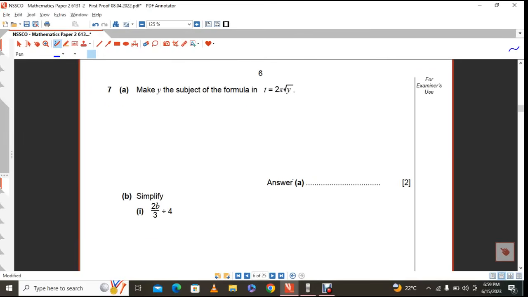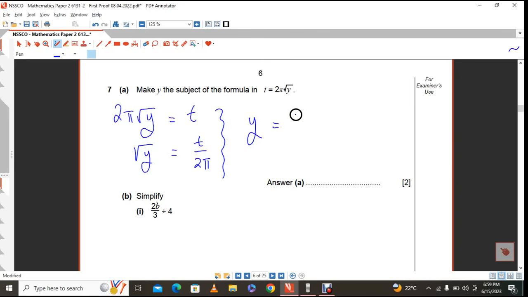Question 7a, so we do a little bit of algebra. We have to make y the subject of the formula. So I'm going to write the formula as 2 pi root y equals t, because I want the y to be on the left-hand side. So root y equals t divided by 2 pi, that is if you get rid of that. So, of course, eventually y is going to be, now you're going to take the opposite of the square root, which is the square. So we're going to take t over 2 pi, and we're going to square that. Okay, right. So you can also go ahead and, if you want to, leave the answer like that.